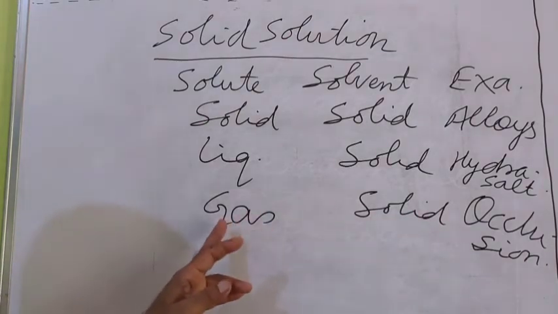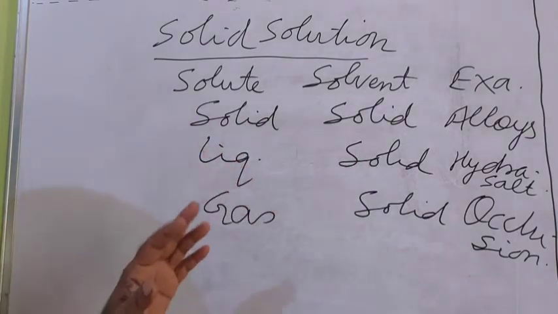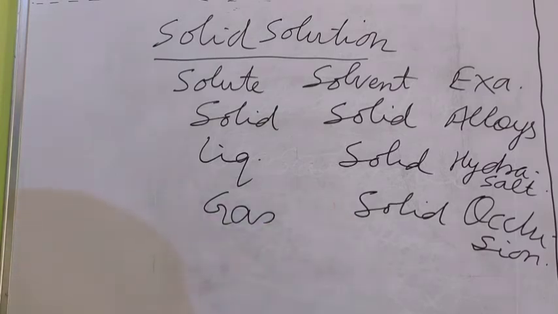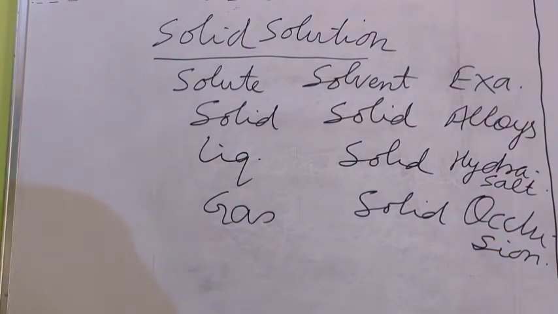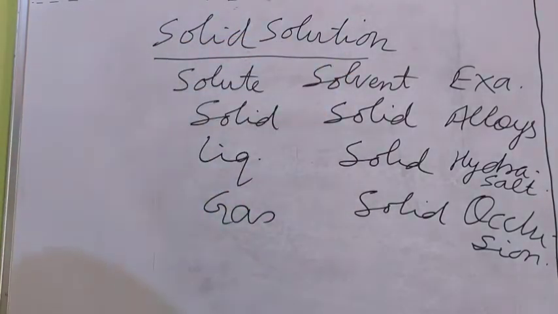So example of gas dissolved in solid, if there is the solid metal, and gas is like hydrogen gas dissolved on the metal surface, so that is the example of gas in solid. There is the one term we will discuss later on, that is the occlusion. This is the special case when any gaseous molecule is adsorbed on the solid metal surface, then that phenomena is known as occlusion. So this is the first type of solution, that is known as solid solution.